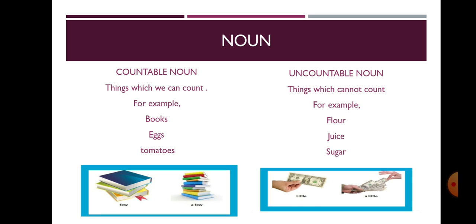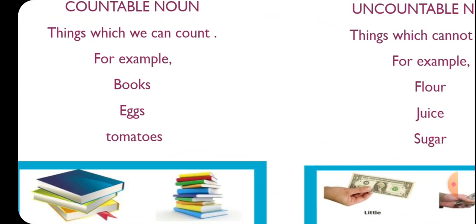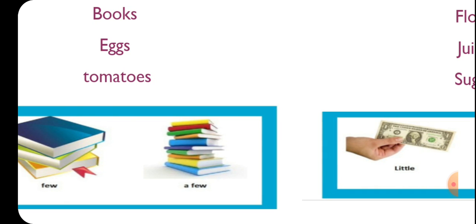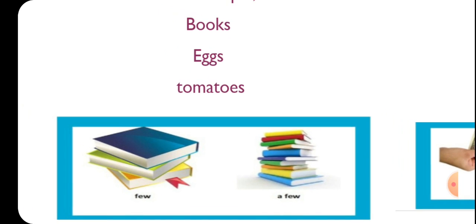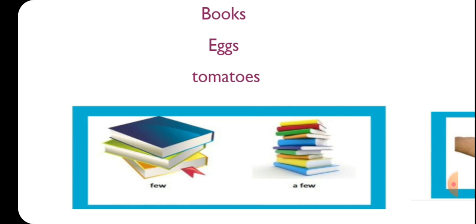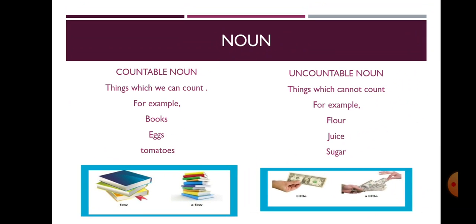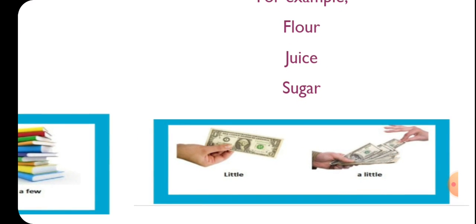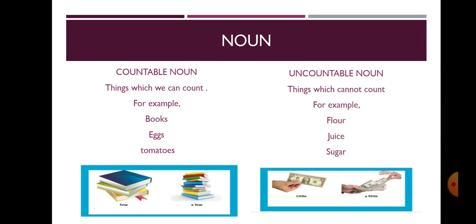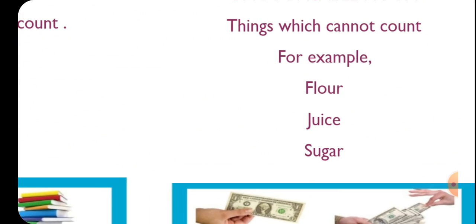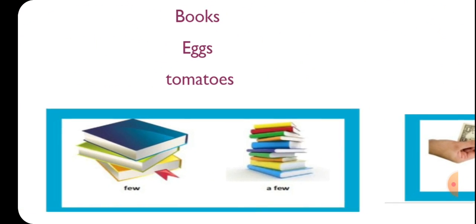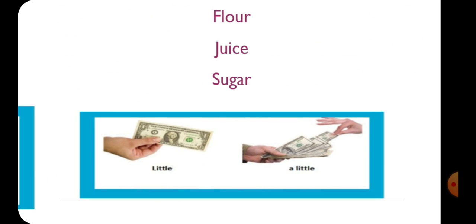Here we are going to use a few and a little. A few is mainly used with countable nouns. We can count the number of books, but those numbers are smaller in quantity. So a few is a quantifier. Similarly, we will use a little with uncountable nouns. A little is also a quantifier. Here we are going to learn the quantifiers like few, a few, little and a little.